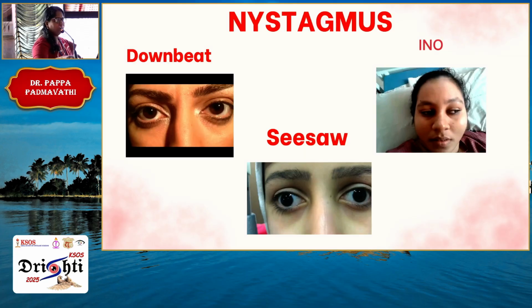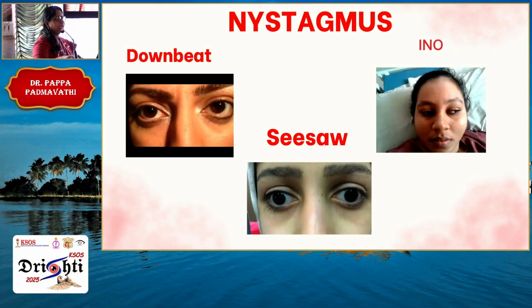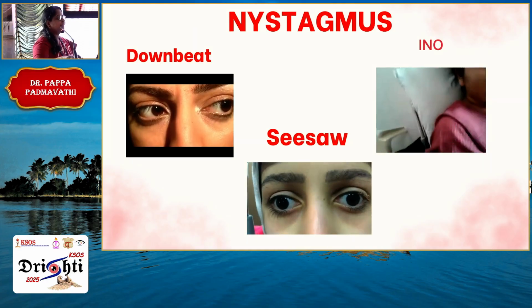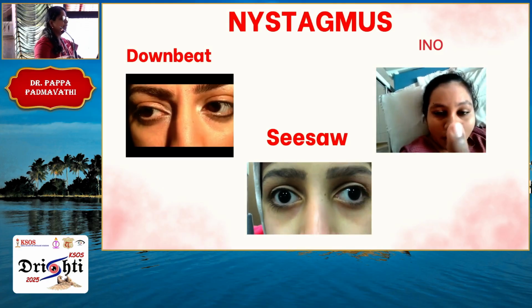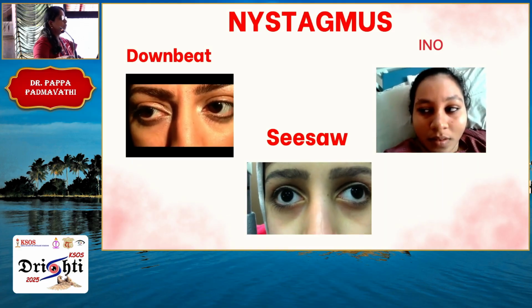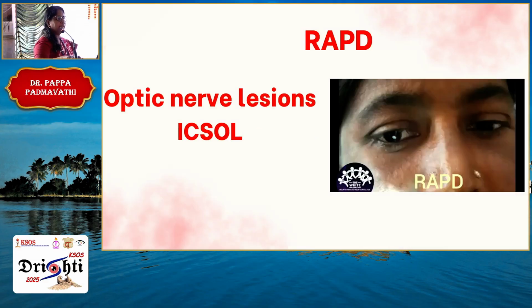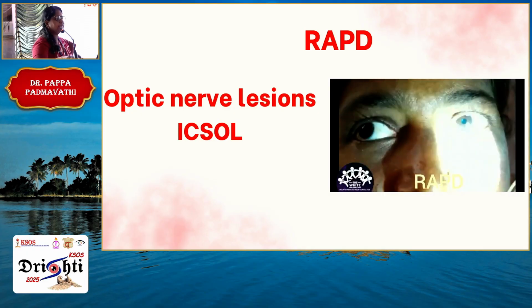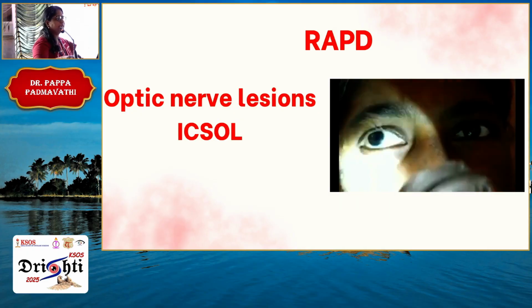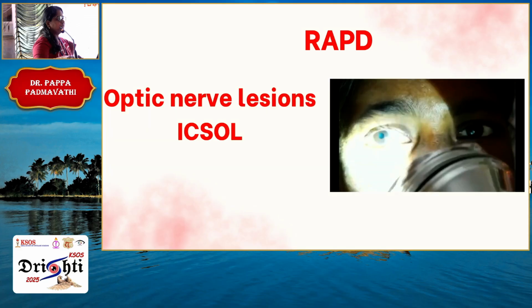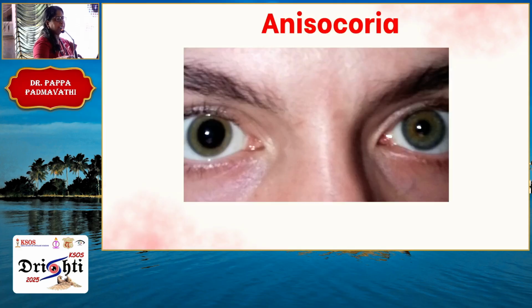Nystagmus: there can be downbeat nystagmus, which can be seen in Arnold-Chiari malformation or posterior fossa tumors, or there can be see-saw nystagmus in case of sellar tumors, or there can be ataxic nystagmus of the abducting eye in a case of internuclear ophthalmoplegia. So all these point to the diagnosis. Pupil, the key player in any neuro-ophthalmic case. Here you can see the right eye, the direct light reflex is not reacting much. So it's a relative afferent pupillary defect. It's indicative of optic nerve lesions and intracranial space occupying lesions.